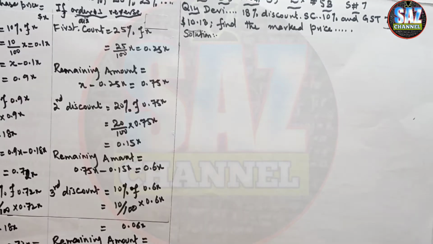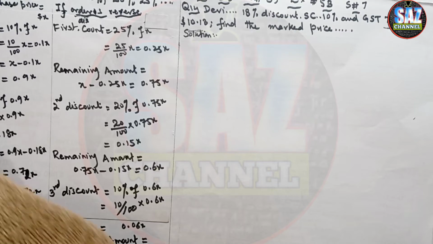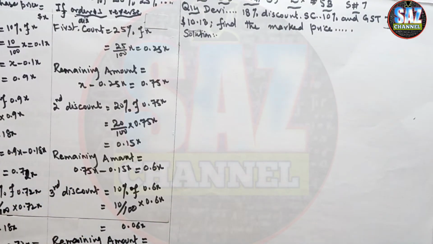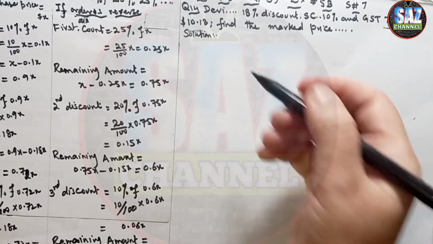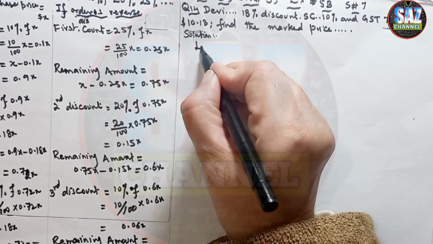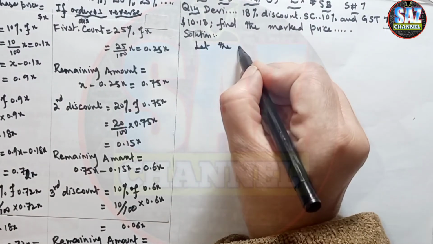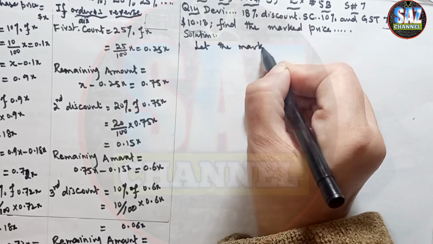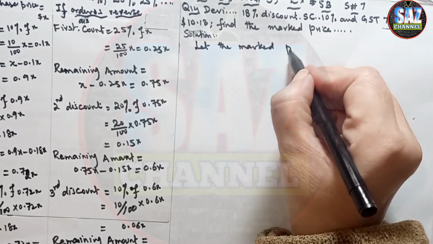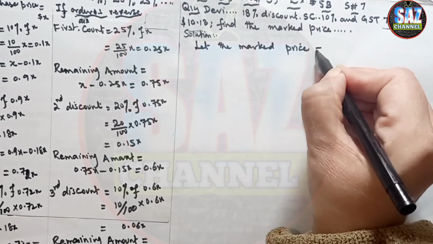Okay, now here the problem is that we are not given the mark price in the question. So what we have to do, we have to suppose what the mark price will be. So let's come to the solution of the question. Let the mark price be $x.